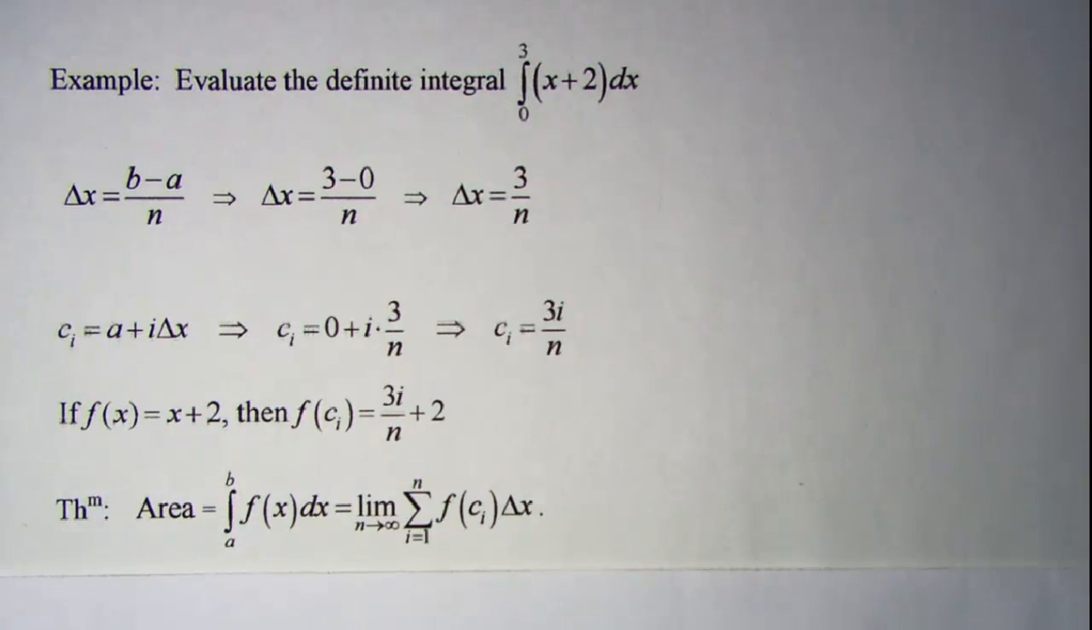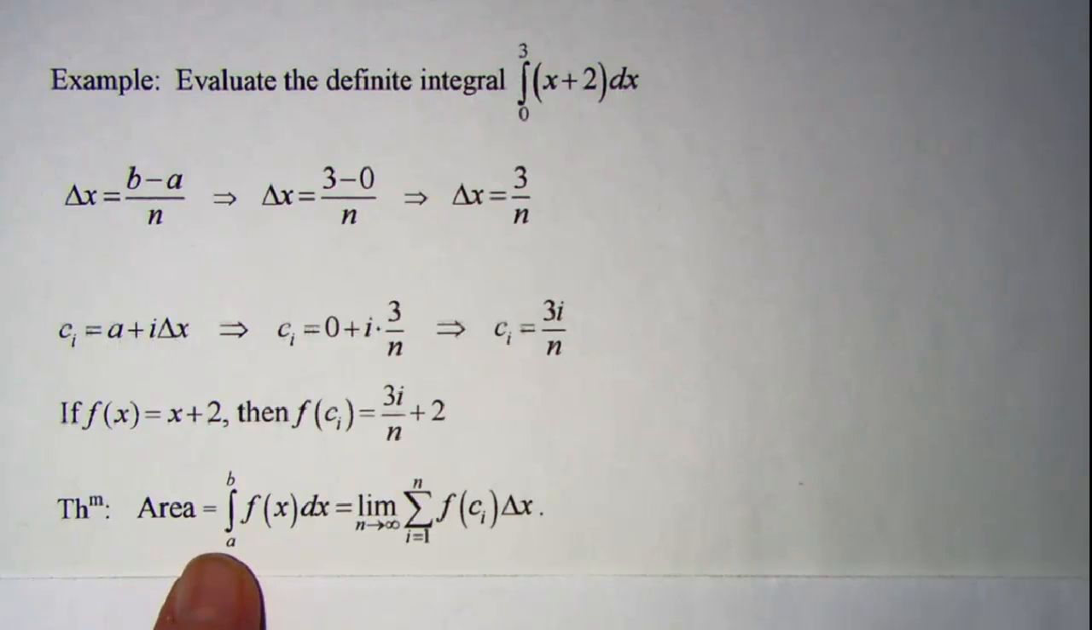And then our theorem, I want to show that again for reference. Our theorem says that the area is the definite integral from a to b of f of x dx, which we can find by taking the limit as n approaches infinity of the summation as i goes from 1 to n of f of c sub i times delta x.